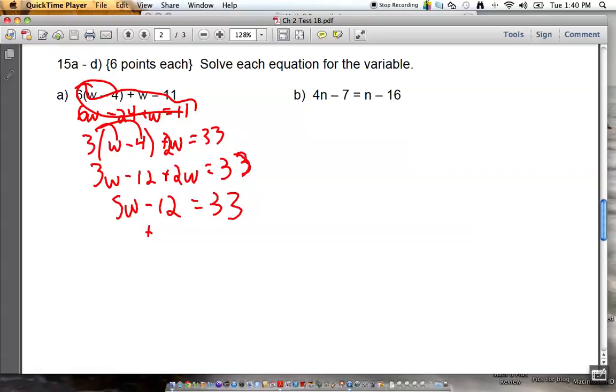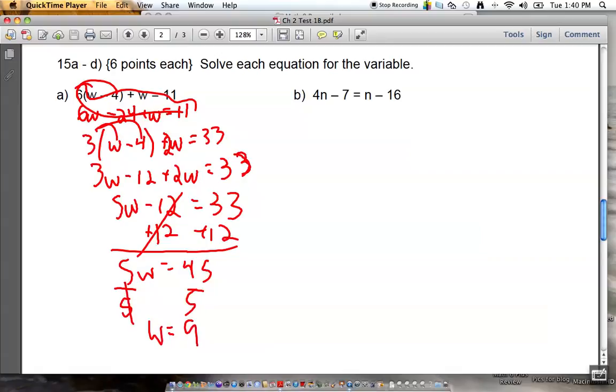That's right. Add 12 always to both sides. 5W equals 45. One more step, I finish it off. Gabriella, what's my next step? Remember, equations are always opposites. It's always inverses. What does 5W mean? It means multiply. So you need to do the inverse, which is to divide. So you divide by 5. W is 9. 9 is the correct answer. Any question on that?